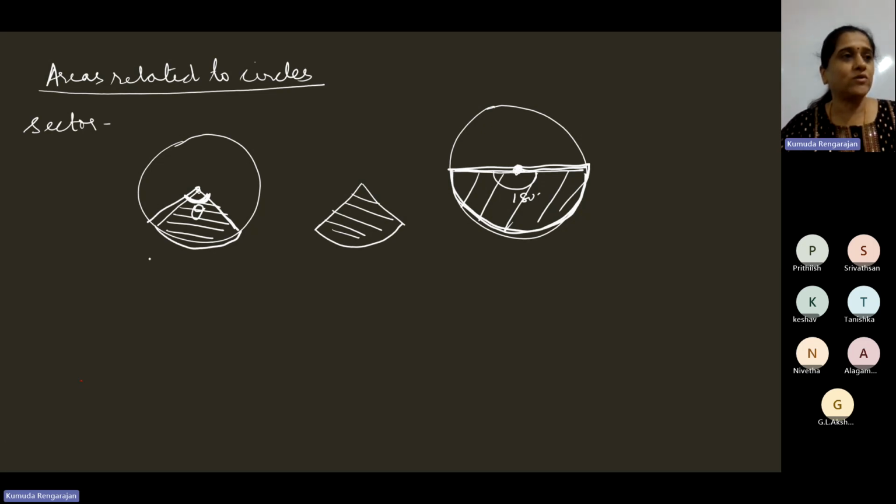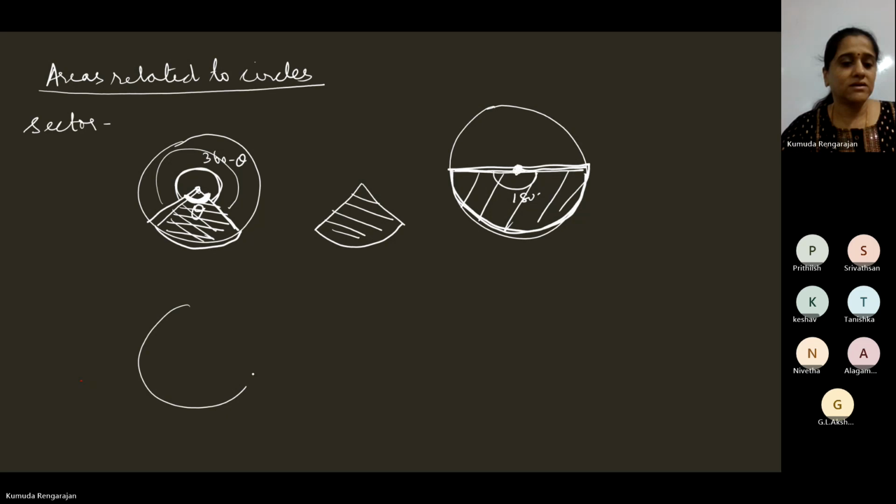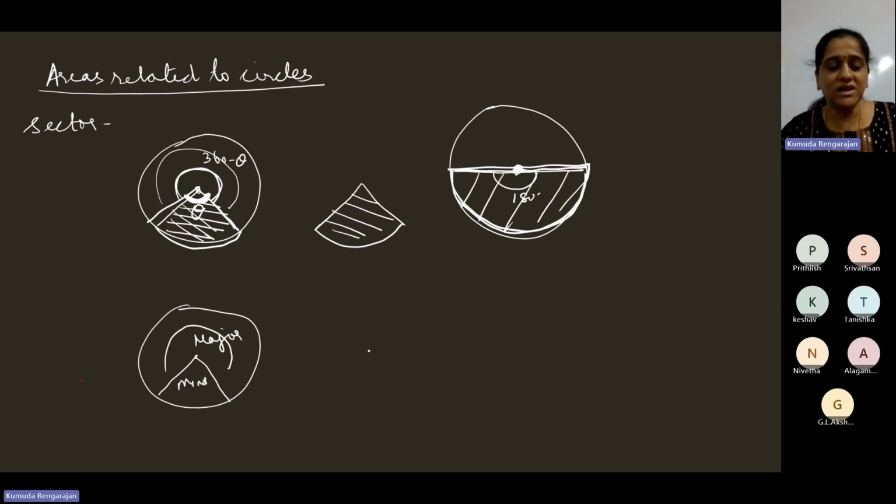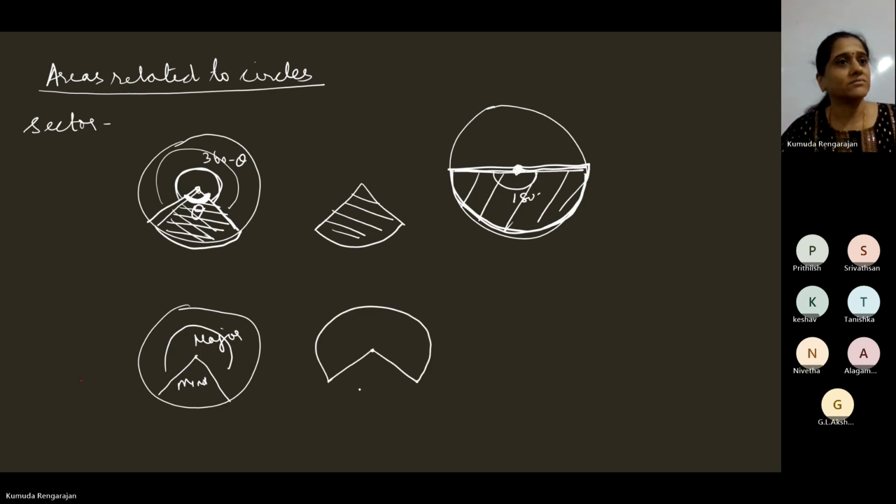Now, how do we find the area of the sector? What will be this angle? This angle will be 360 minus theta. If this angle is less than 180 degrees, then this is the minor sector. The rest of it is the major sector. If you call this the minor sector, then the rest of the circle is the major sector. The rest of the circle is like this, two radii and one arc. The rest of the circle is also a sector.